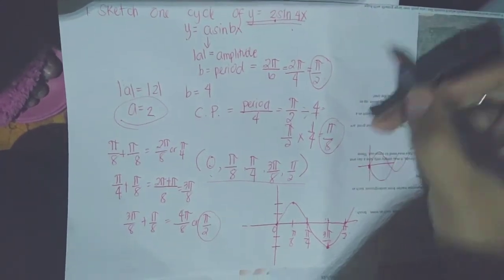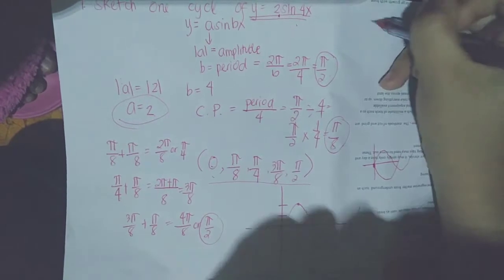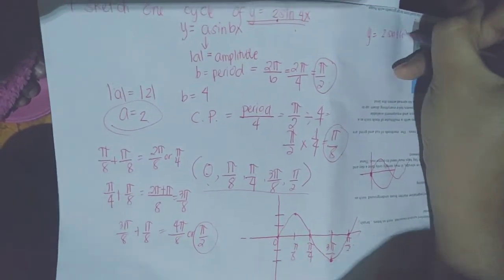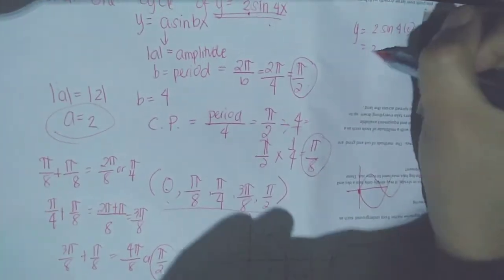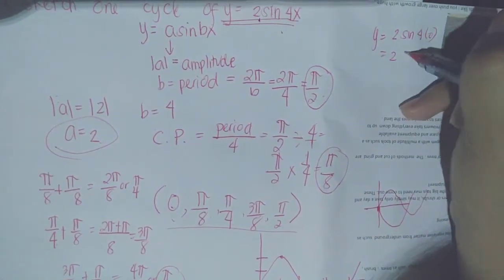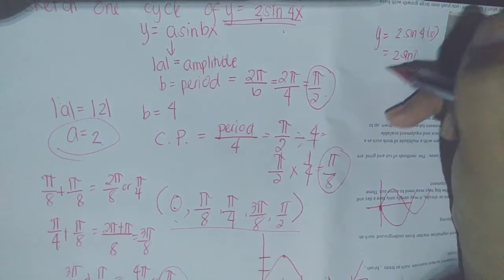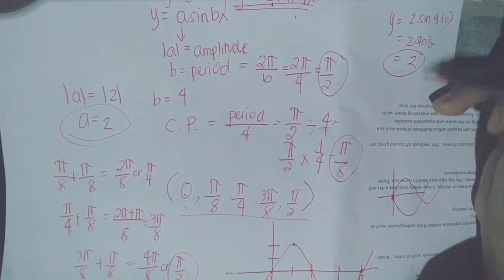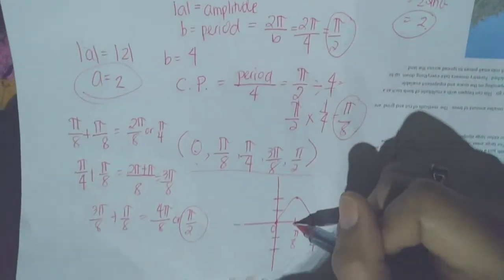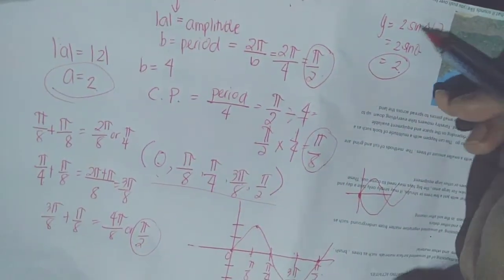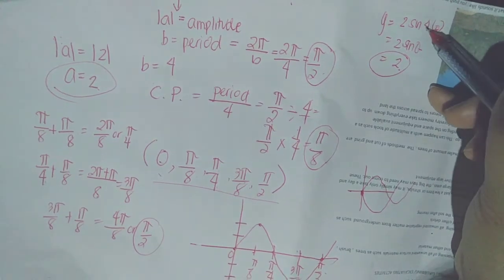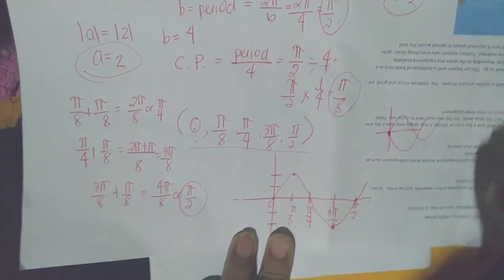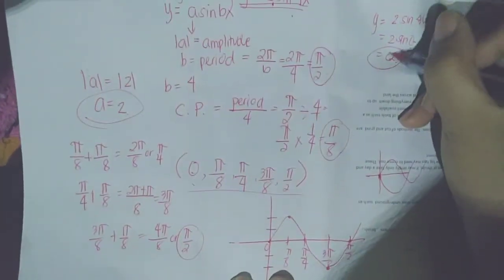For example, if x is 0, then y equals 2 sine 4 times 0. So 2 sine 4 times 0 is sine 0. Sine 0 is equal to 0. So 0 times 2 is 0. Try substituting. Then for pi over 8, you substitute pi over 8 times 4. So y equals 0.